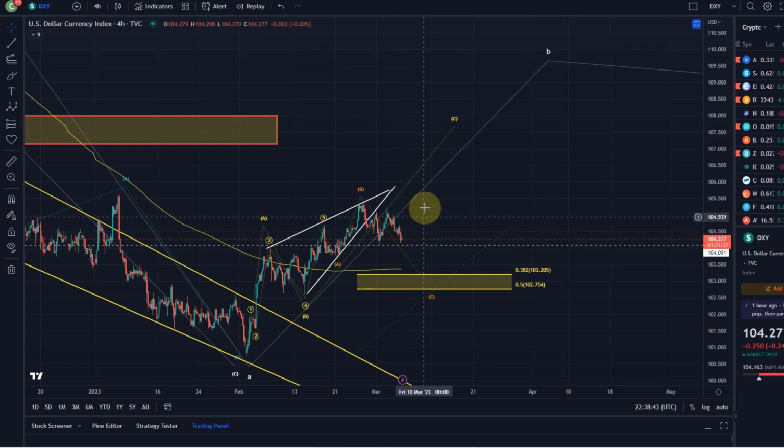And if we move up and break above the 105.37 level, then I think we have further clarity and confirmation that we already are in this C wave. So it's really about this level.